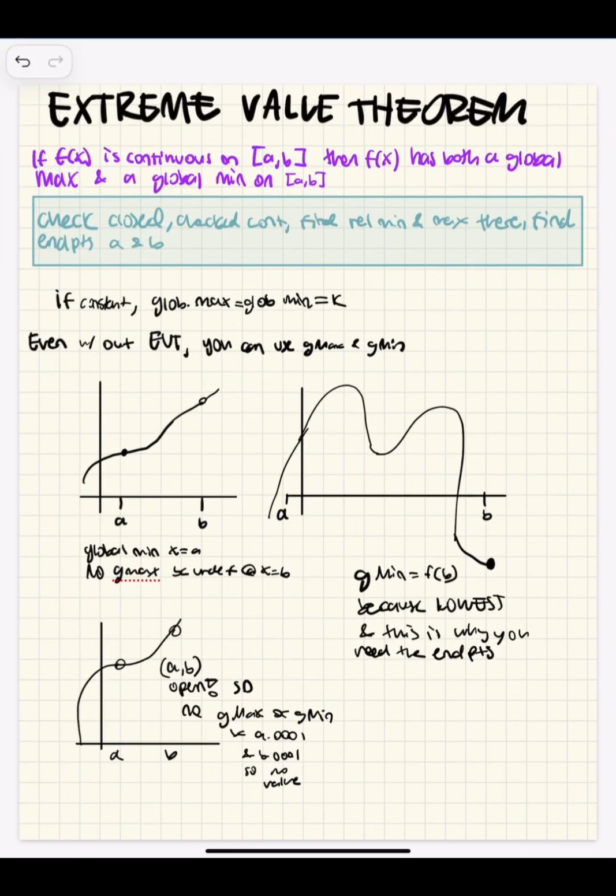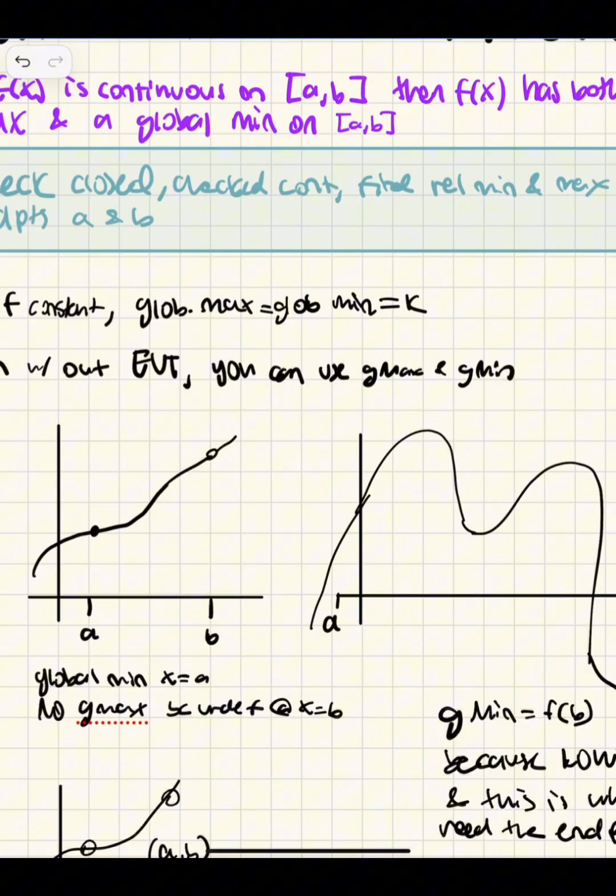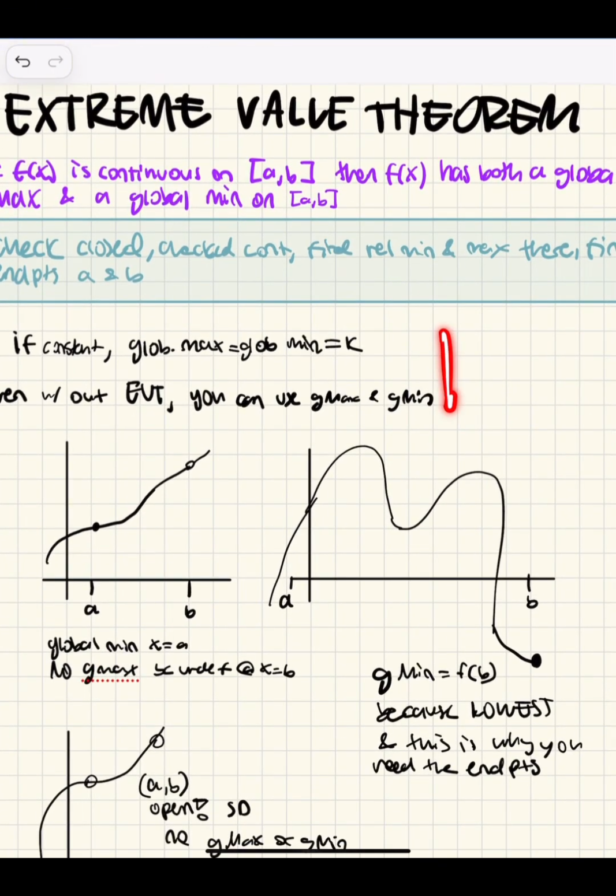So again, just to rephrase, even if you cannot use the EVT because of something, you can sometimes still find stuff based on the graph, like this one, and sometimes you won't be able to, like this one. To mention something really quickly that I forgot to say: if it's constant, and again, constant is not linear, constant is like y equals 3, then the global max is equal to the global minimum is equal to k, or 3 in this case.